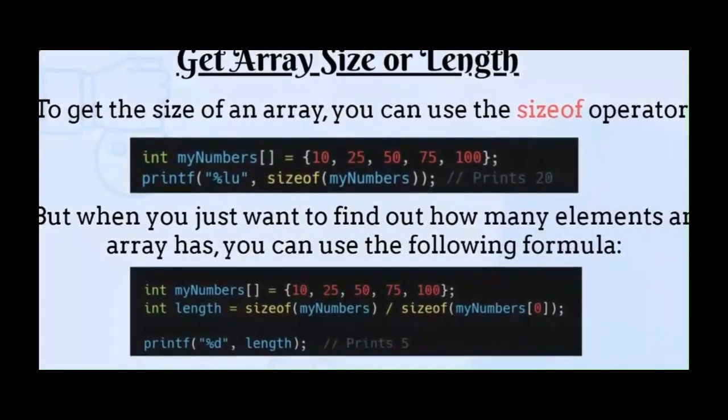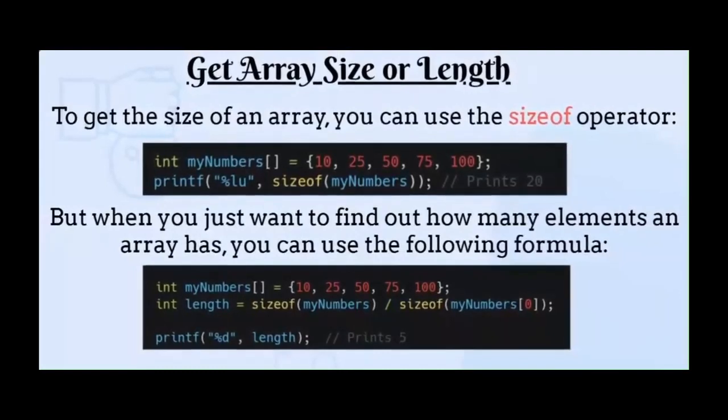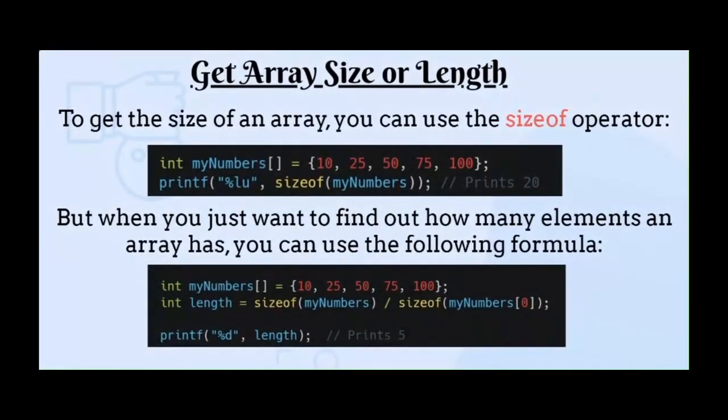Get array size or length. To get the size of an array, you can use the sizeof operator, like the first example. Why did the result show 20 instead of 5, when the array contains 5 elements? It is because the sizeof operator returns the size of a type in bytes.